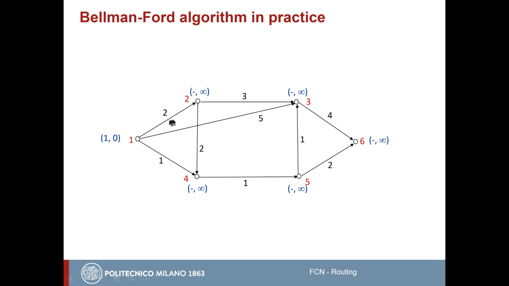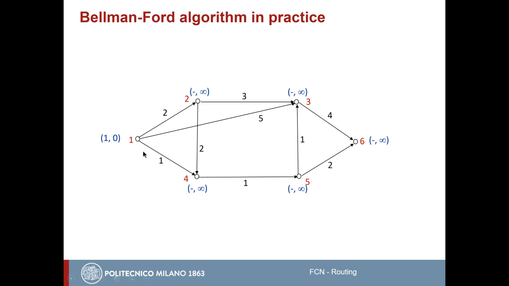So we first label all the nodes. This is the source node, so the previous node will be always itself, and the distance from itself is 0. In all the other nodes, we leave the previous node unspecified at the moment, and we set the distance to infinite. Now we start the first iteration.